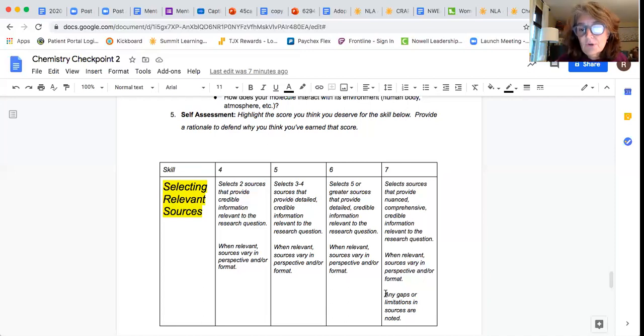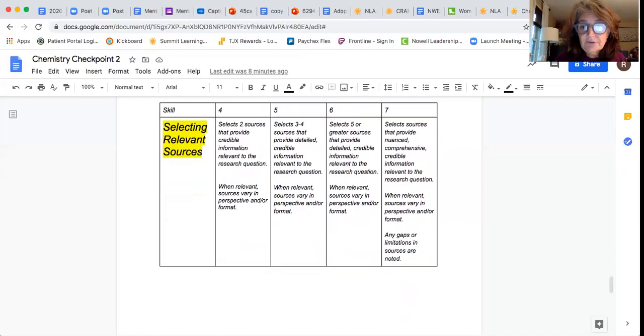And she also talked about some gaps and limitations in the sources. She was able to show that even though in 2017 methyl iodide was banned, it's still used because certain farmers have stockpiles of it. So take a look at your sources and the work that you've done selecting your sources. Make your sources pass the CRAP test, and then give yourself a grade.